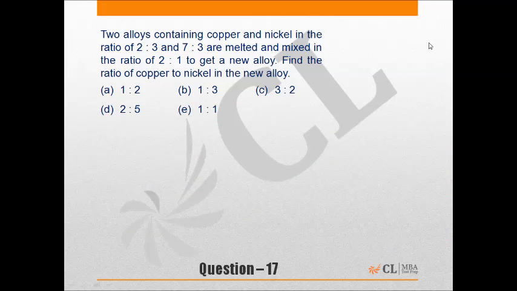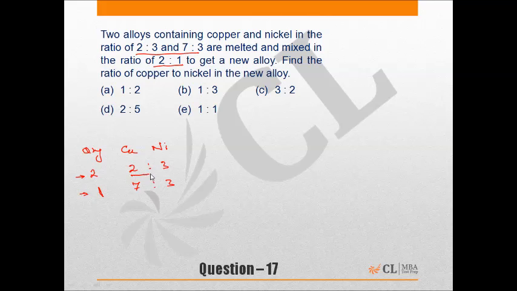Question 17. Two alloys containing copper and nickel in the ratio of 2 is to 3 and 7 is to 3 are melted and mixed in the ratio of 2 is to 1 to get a new alloy. Find the ratio of copper to nickel in the new alloy. So copper to nickel, in the first one it is 2 is to 3, in the second one it is 7 is to 3. They are mixed in the ratio of quantity 2 is to 1. Now you could straight away solve the question assuming 2 kg of the first and 1 kg of the second, but again, it will be advantageous if you look at the numbers carefully.